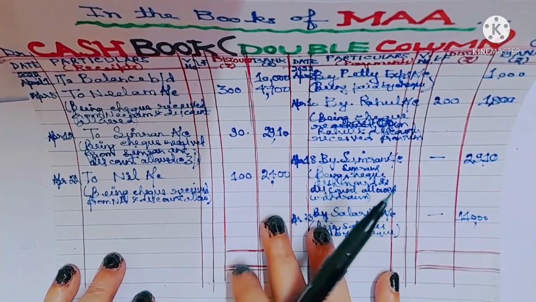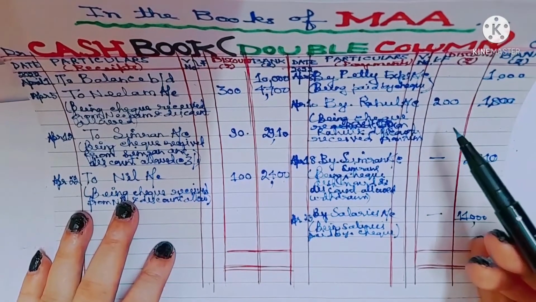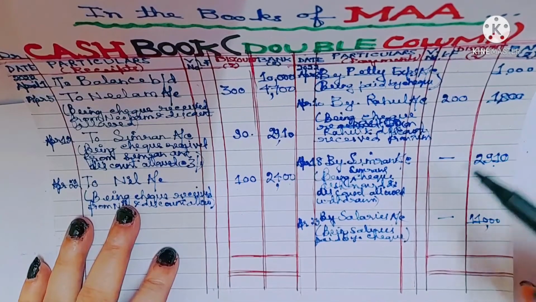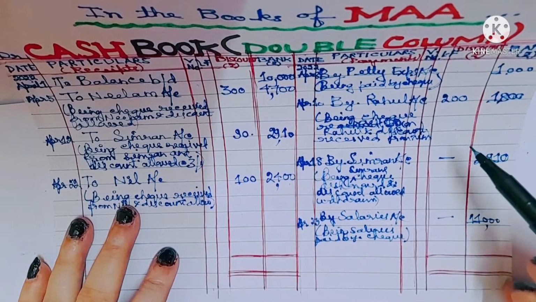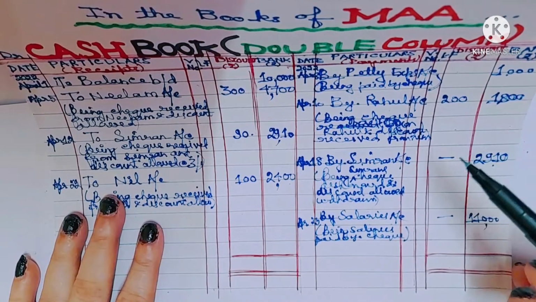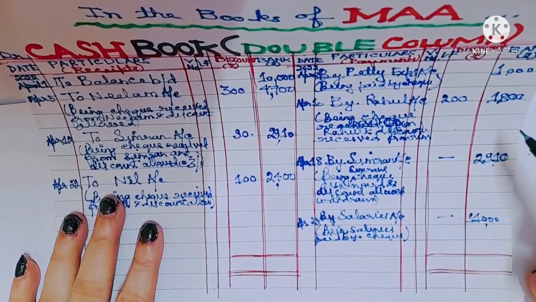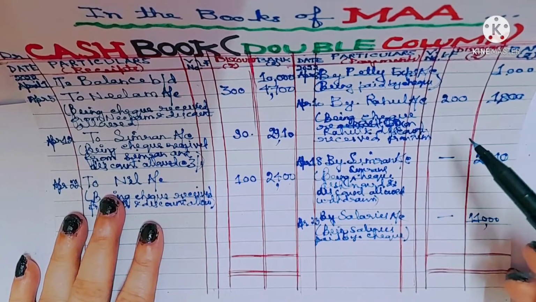Okay. And here, rupees 200 is credit. Why? Please remember, discount column on the credit side represents discount received account. And discount received account comes under nominal account. According to nominal account, all incomes and gains are credit.